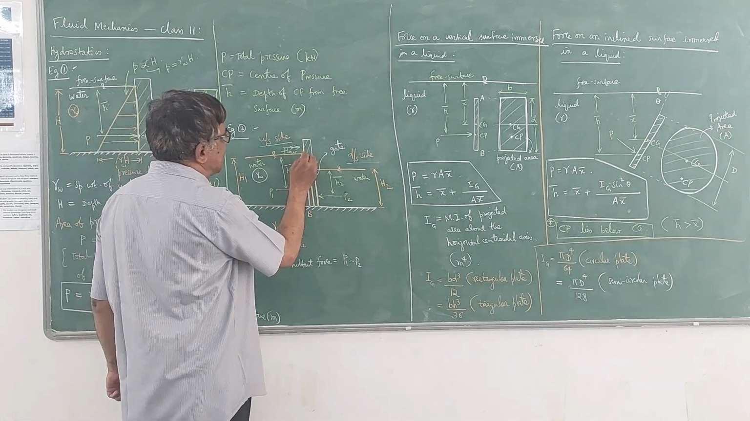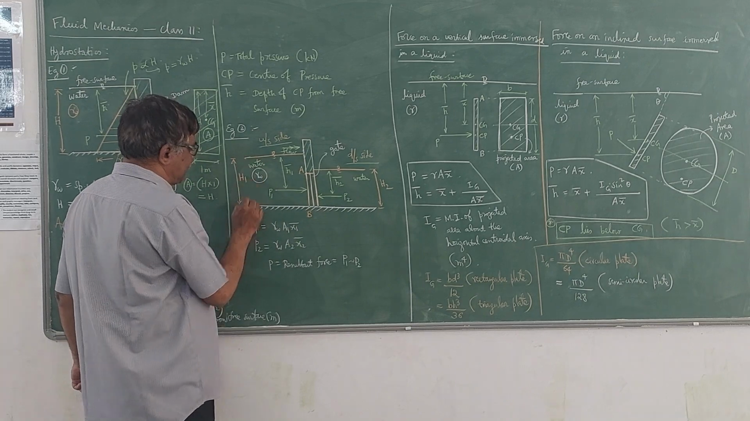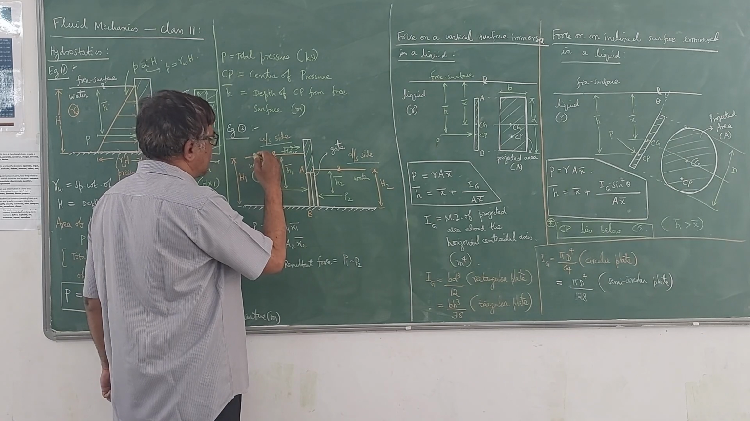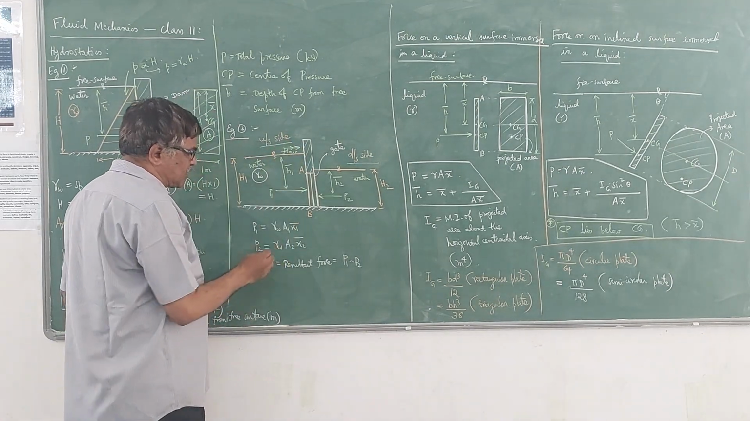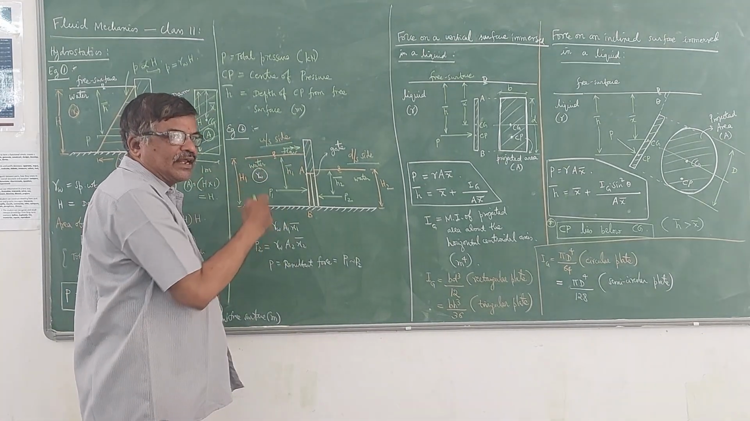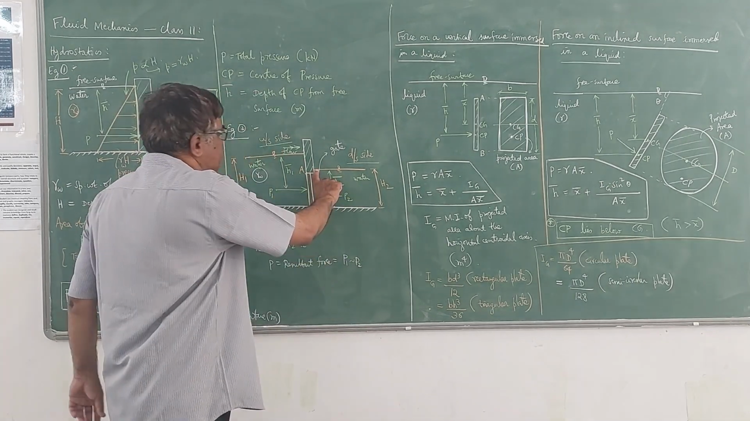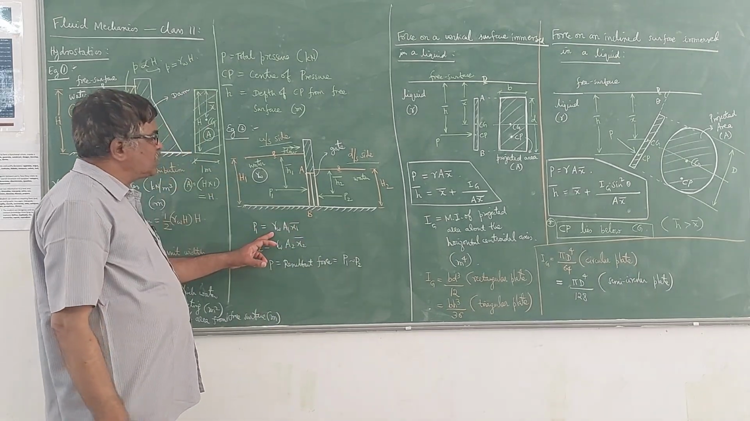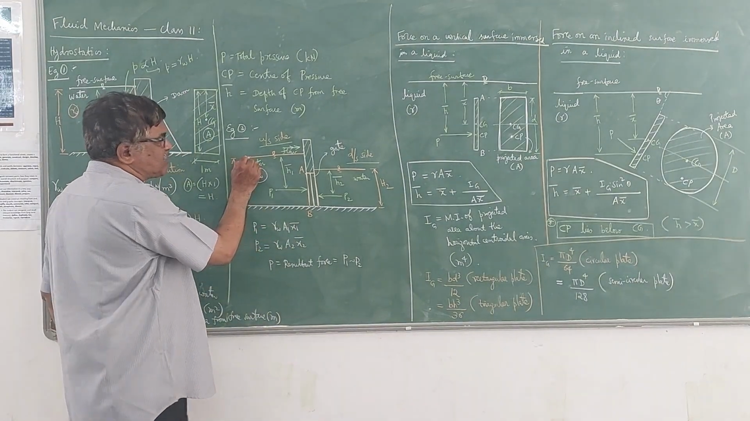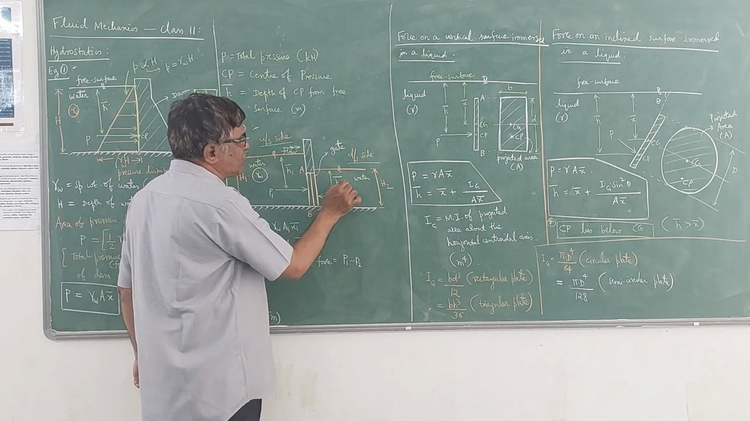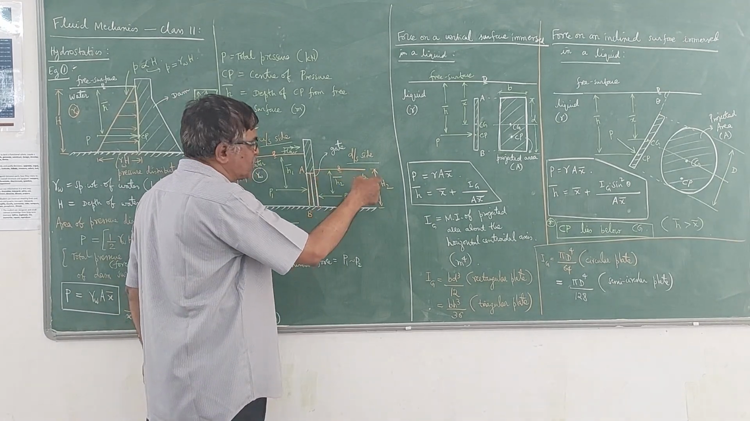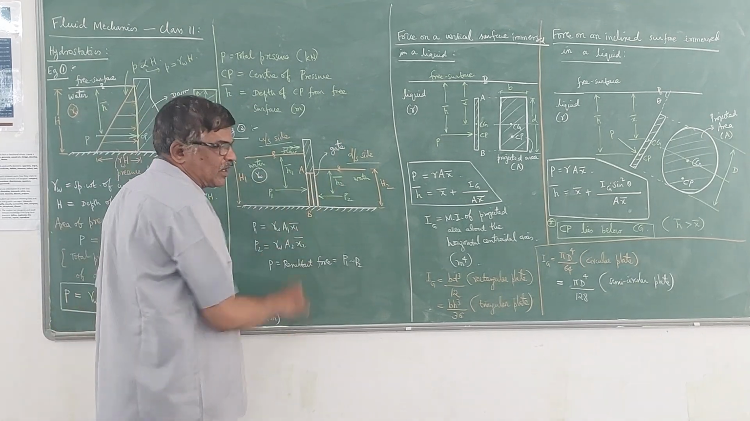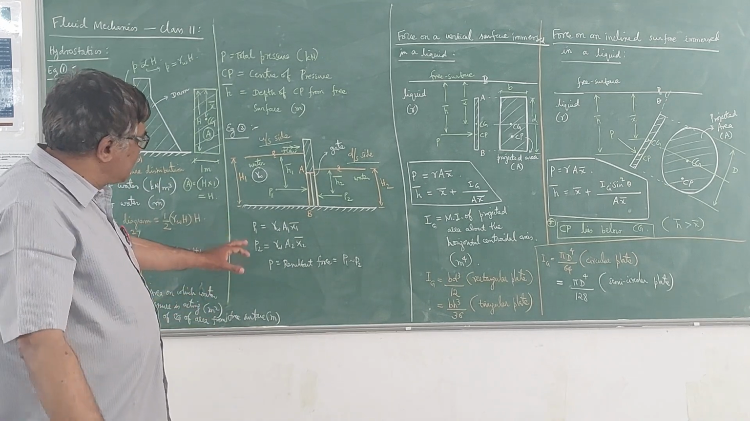So A1 is this area. If you take this height and multiply it by the corresponding width, you get A1. A1 is the area on the upstream side and A2 is the area on the downstream side; they are different. X1 bar is the depth of the center of gravity of this area from the free surface, and X2 bar is the depth of the center of gravity of the corresponding area on the downstream side from the free surface. If you know all these values, you can find P1 and P2.